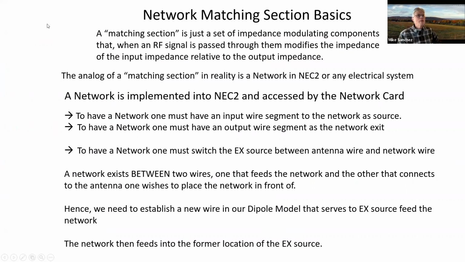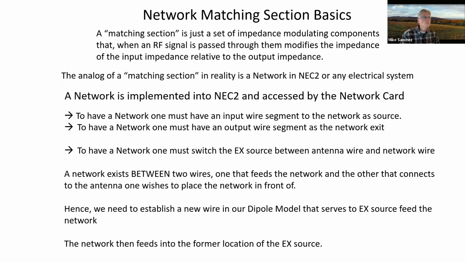All right, the network matching basics. A matching section is a set of impedance modulating components. When RF is passed through, it changes the impedance. You guys know that. Analog of a matching section is a network in NEC 2. A network is implemented into NEC 2 and accessed by the network card. To have a network, one must have an input wire for the input to the network, and then have an output wire, which is typically where your transmitter is. Or it doesn't have to be, but as I'll show you how to do that, I don't want to say it here yet.